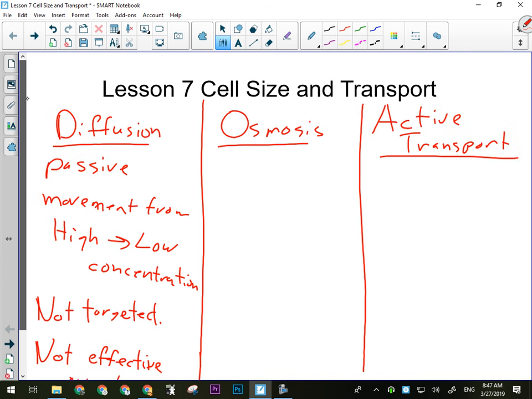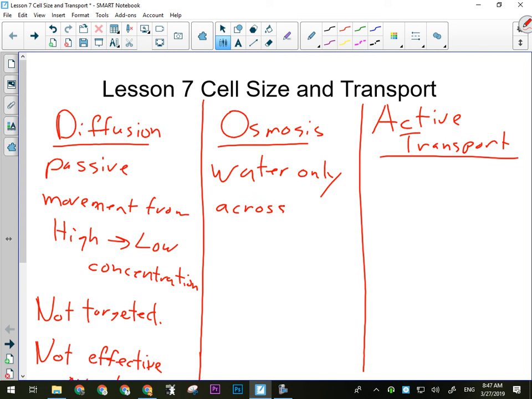All right, osmosis was a bit different because osmosis only moved one material. What was it, Sam? Who remembers? Water. Yeah, it moves water. Okay, so osmosis only moves water, and it moves it across the membrane. So it's not an internal, like from place to place within the cell kind of transport. It's moving it across the membrane. It is also passive.